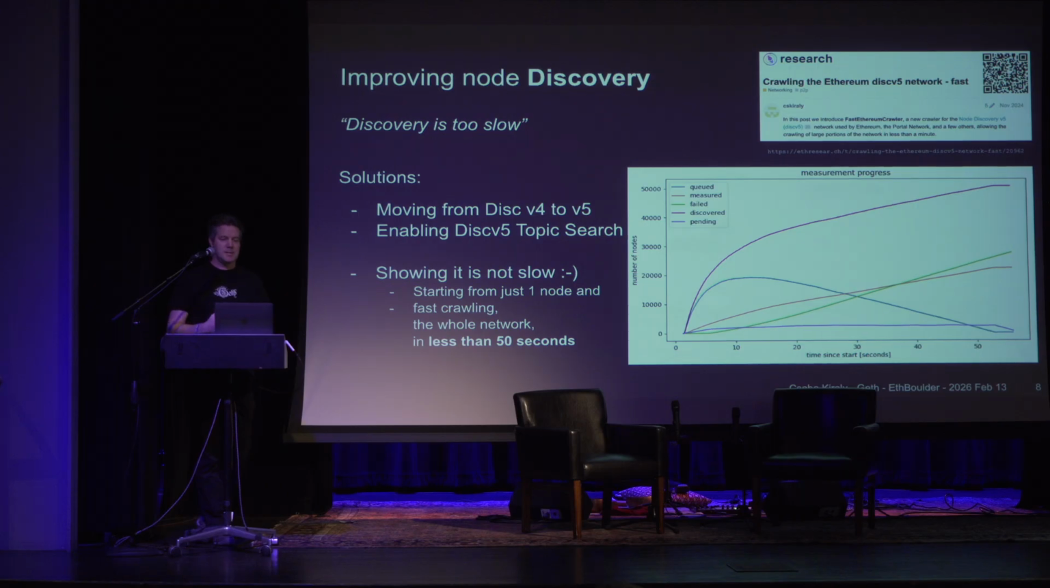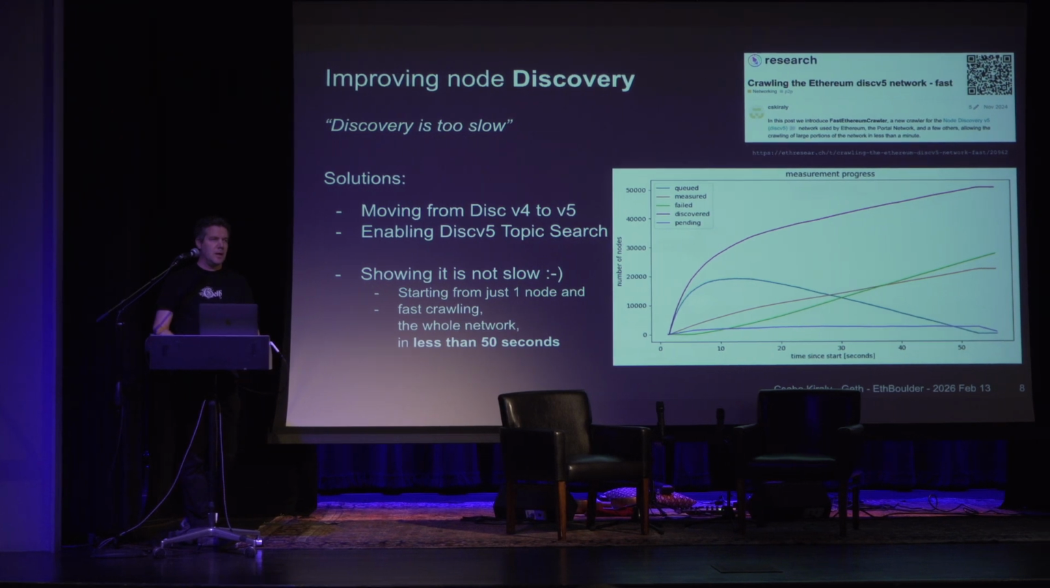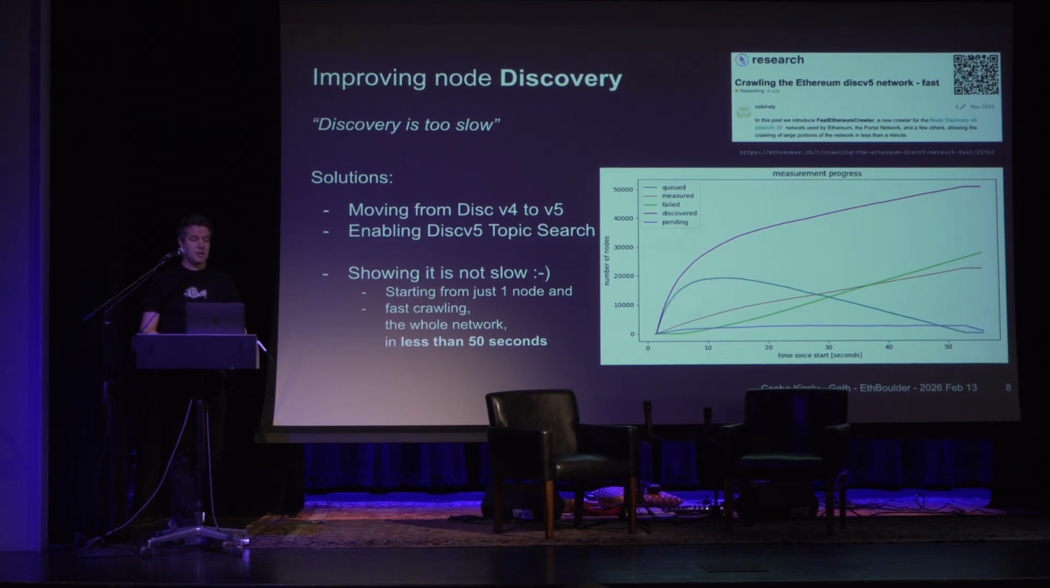But the CL clients were not all on V5. Now we are moving them to V5. Then V5 has a feature which is called topic search, which is very useful in some cases. For example, when you are running a node on mainnet, that's fine, you are finding peers. When you are running a devnet or a testnet or a small network with Ethereum as a technology but not Ethereum mainnet, then you have a problem. You cannot find nodes easily. Topic search is helping in that.